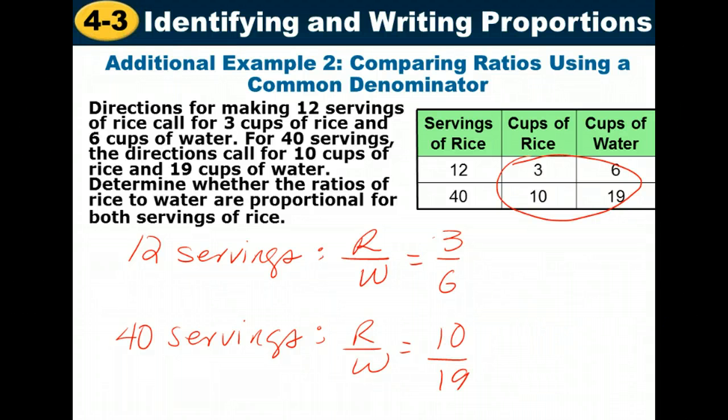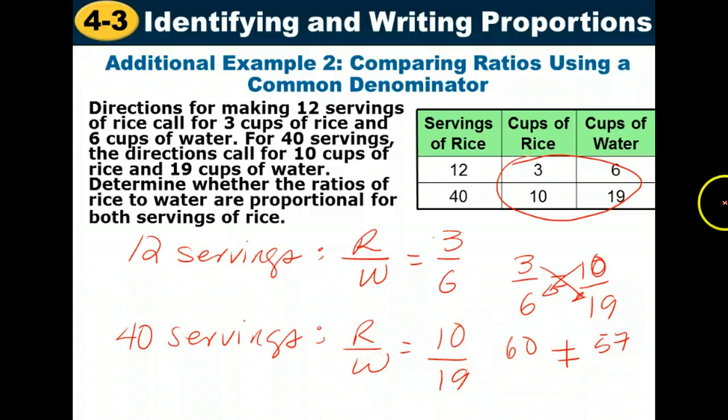Now we need to see if those two are proportional, so we can put them together and see if they actually equal one another. We can use the shortcut method. Here I'm going to find their cross product to see if they are equivalent. 10 times 6 gives me 60, and 3 times 19 will be 57. So 60 does not equal 57, which means in this recipe they will not be proportional. The recipe here is not proportional, so our rice will probably end up being messed up.